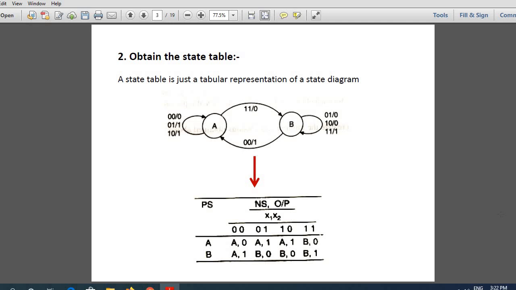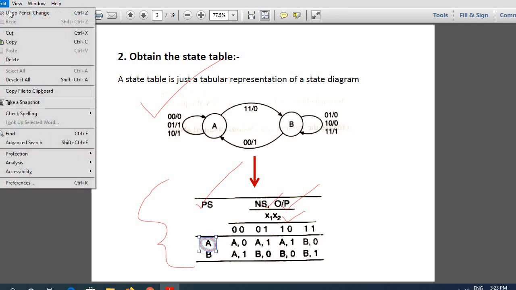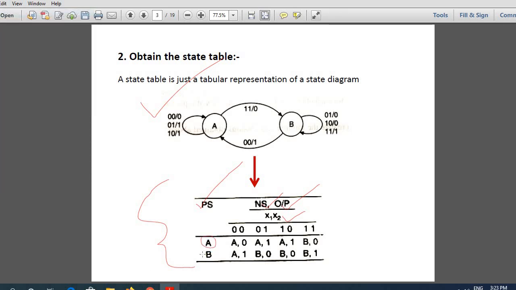Now what is the next step? Next step is obtaining the state table. So once you are given a state diagram, you can obtain the state table. In the state table, you first write present state, next state, comma, output for different inputs. This x1, x2 means next state, output for different inputs. It is written that way. So you first write the present states. You have state A as well as state B.